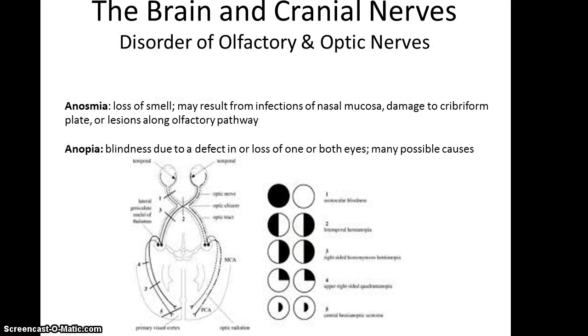So, if you have anosmia, that means you have lost your ability to smell. This can be caused by serious infections of the nasal mucosa, damage to the cribriform plates, or lesions along the olfactory pathway. If you have anopia, that means you have blindness, and this can be caused by many things, including the cutting of or damage to the optic nerves, and depending on where that damage is, can affect what portion of your field of vision no longer functions.